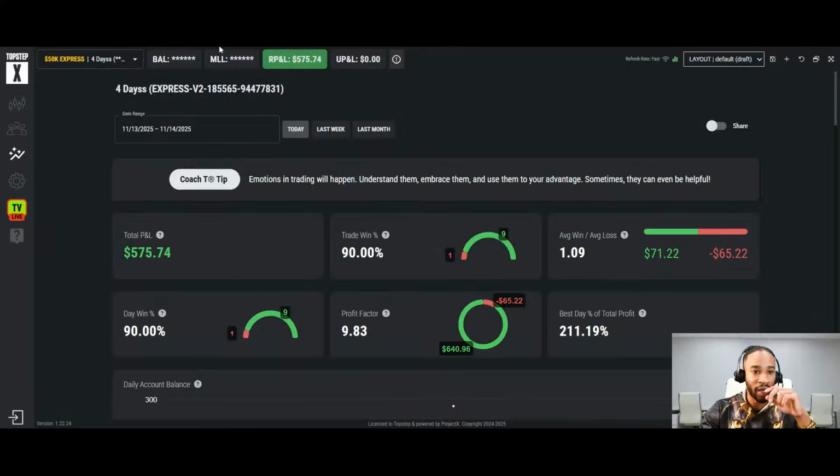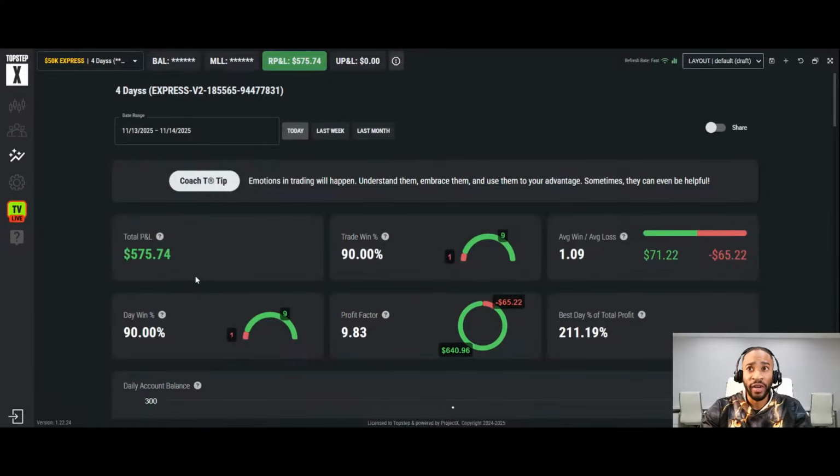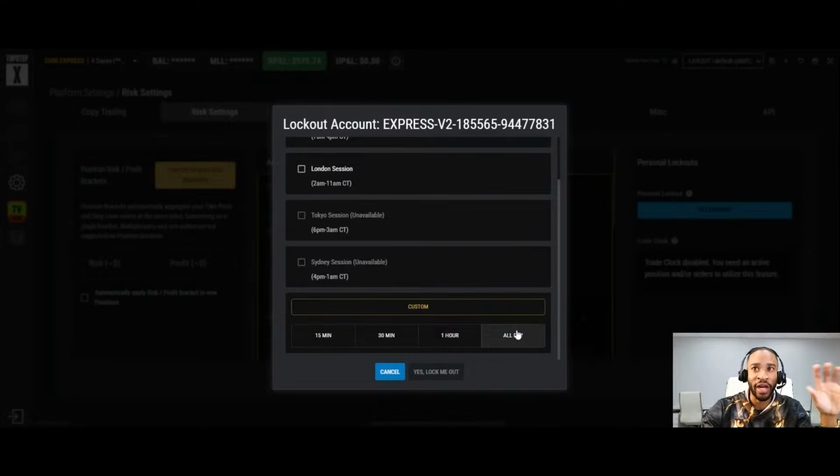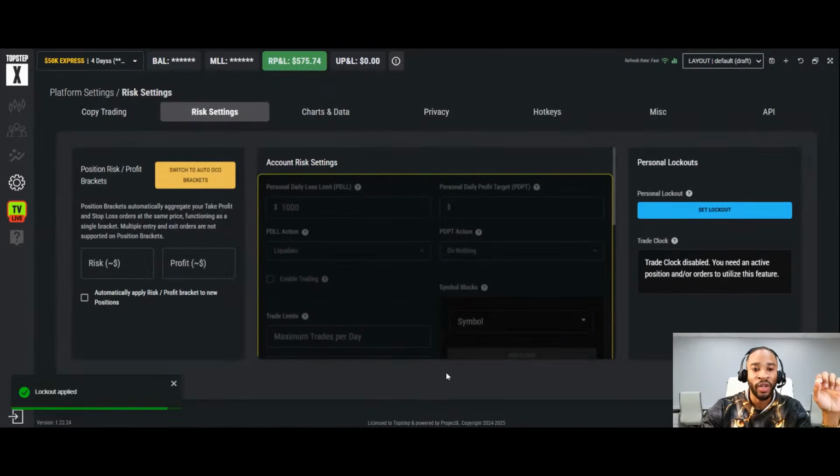We have a beautiful trade towards the downside and upside. So in this account, I made $575.74. So to show you all how to become a disciplined trader when you're trading with a prop firm, so you won't give your profits back, just lock your damn account. Do not overtrade. So I'm going to lock this account all day.